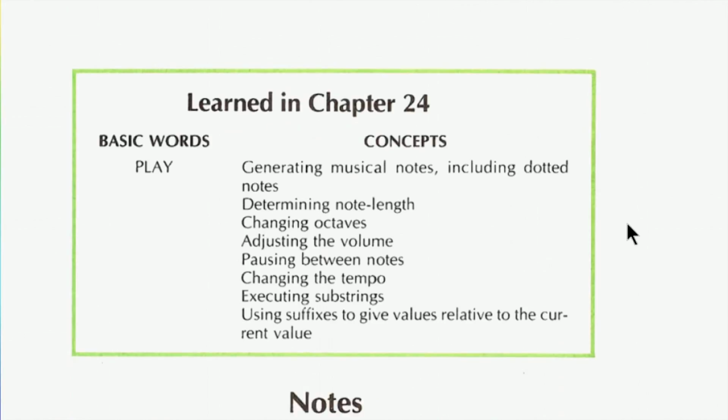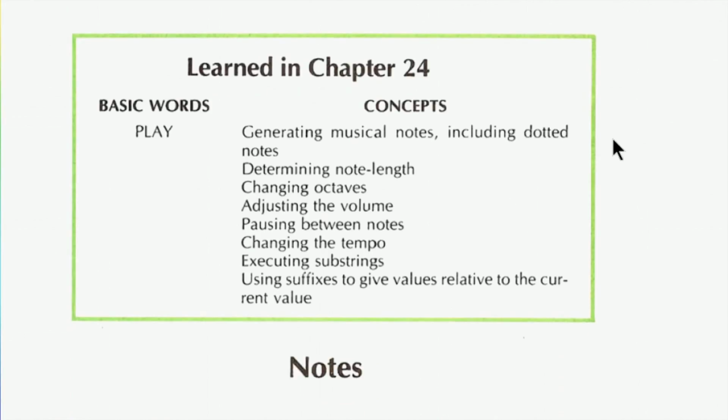And then here we go. It says, what did we learn in Chapter 24? Well, we learned how to generate musical notes. We learned how to include dotted notes. We can determine note length. We can change octaves. We can adjust volume. We can pause between notes. We can change the tempo of notes. We can execute substrings. And we can use suffixes to give values relative to the current value.